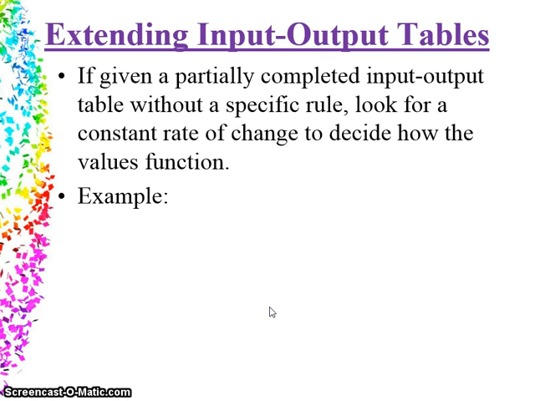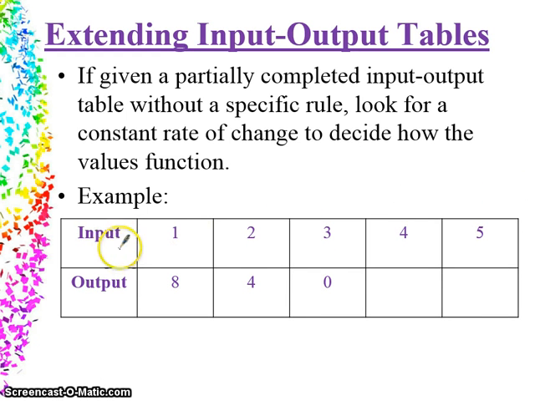So our first skill that we want to be able to do is to extend input-output tables. If we're given a partially completed input-output table without a specific rule, look for a constant rate of change to decide how the values function. So for example, here is an input-output chart. These are our x values, these are our y values. And we see that the input is increasing by 1 every time, which creates consistency. We see that the output is decreasing by 4 and decreasing by 4.